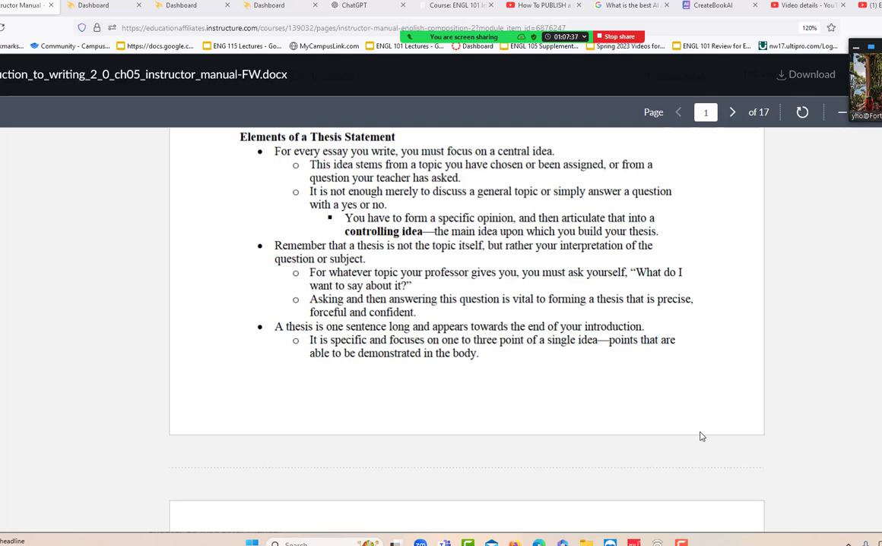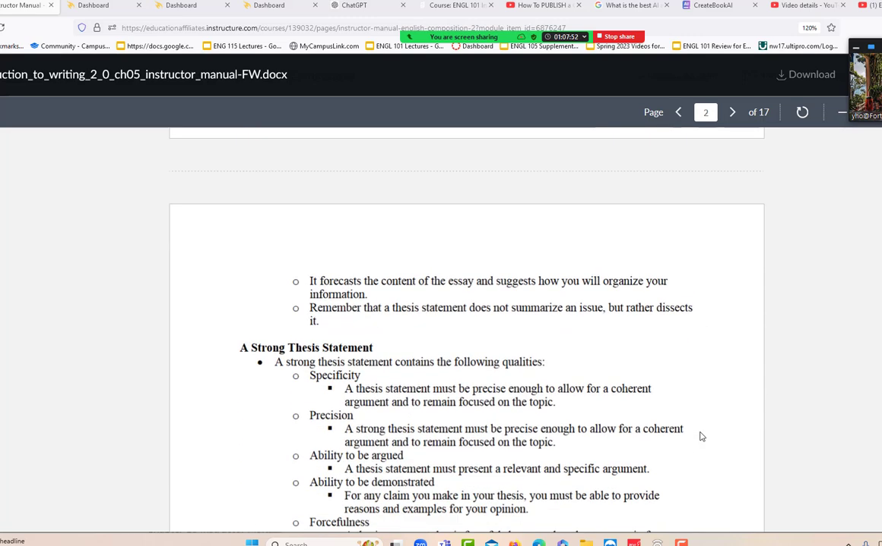A thesis is one sentence long and appears towards the end of your introduction. It is specific and focuses on 1 to 3 points of a single idea, points that are able to be demonstrated in the body. The thesis statement forecasts the content of the essay and suggests how well you will organize your information. Remember that a thesis does not summarize an issue, but rather dissects it.